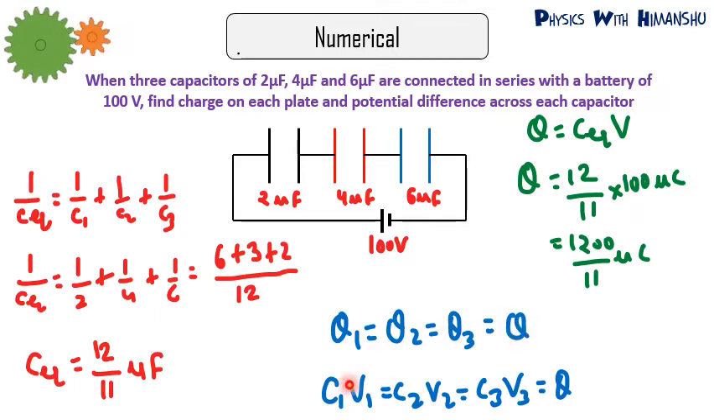Now we have Q and we have C1. So now it's very easy to find V1 because Q will be equal to C1 V1. We have C1, we have Q, we can find V1. Similarly, we can find V2 and we can find V3. That is potential difference across each capacitor.